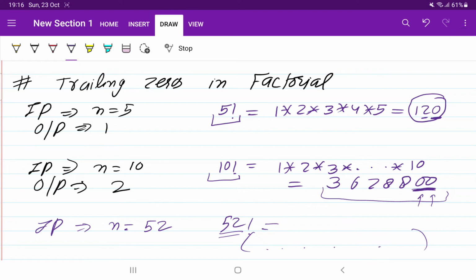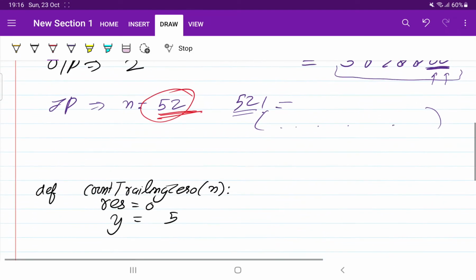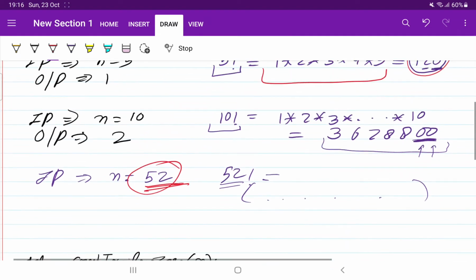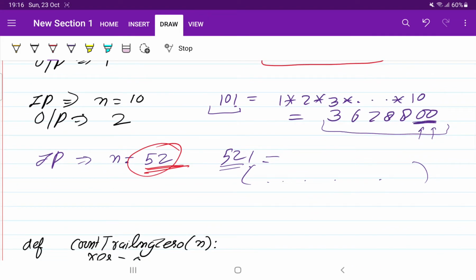So the logic that we thought of, first finding the number and then counting zeros, will work if the numbers are small, but for numbers like this the logic is going to fail. So you have to think of the logic differently. Let us think about the logic. First of all, how does a 0 come in a number? When we multiply 5 into 2, we get 0.